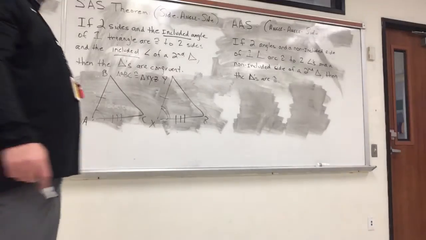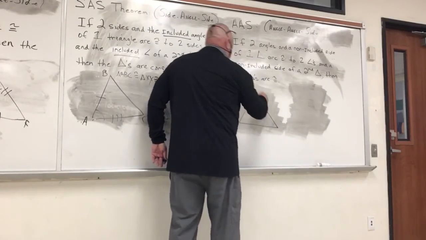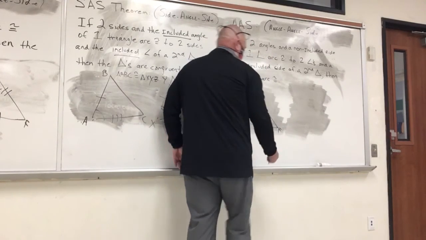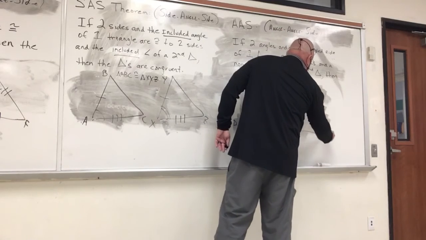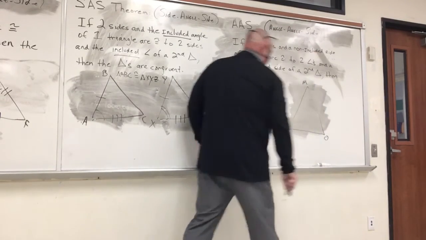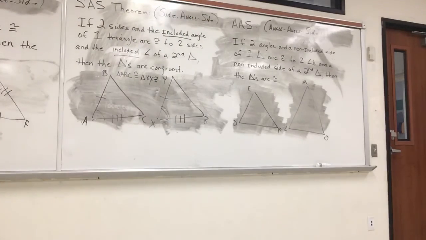Write that down. Here comes the visual representation. I'm going to use D, E, F, and L, M, O. I got tired of ABC. And they don't even look congruent to each other.